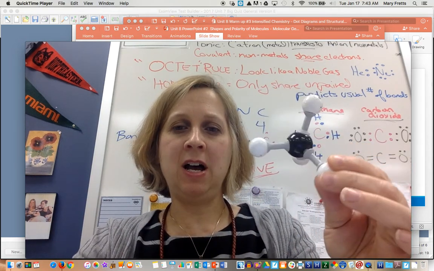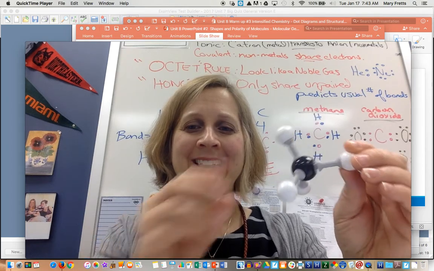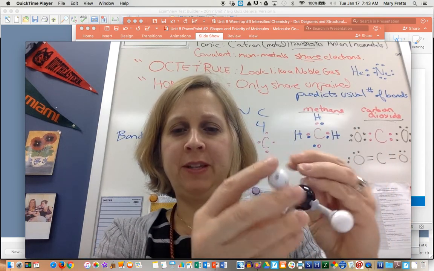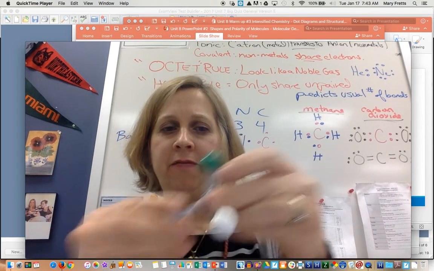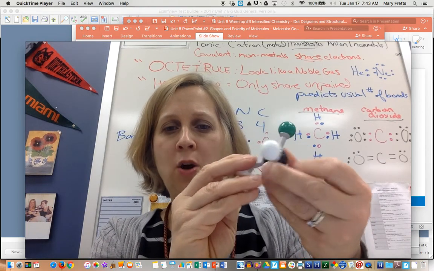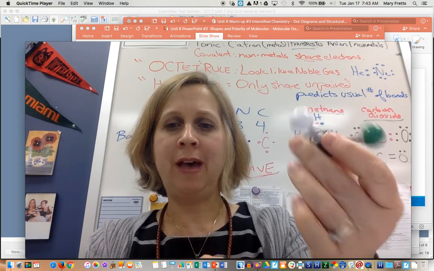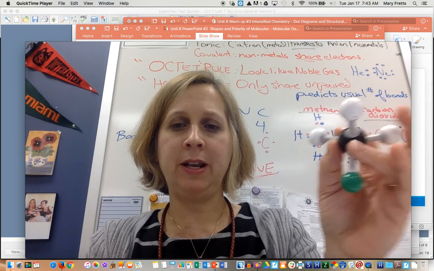This one is non-polar because I can't see which end is which. I can flip this and you would never know. On the other hand, if I have CH3F, I can always tell which end is which. That means that it has poles, it's lopsided, and it's polar.